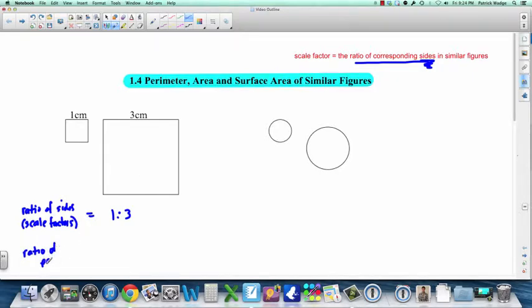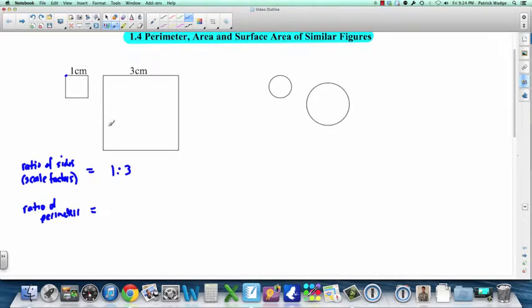Now I want to take a look at the ratio of perimeters. In order to do that, we need to remember what perimeter is. Perimeter is the distance around the outside of a shape. Like an ant, if it was starting here and walking all the way around the outside, how far did it walk? Well, it's pretty easy with squares. This is 1, and another 1, and another 1, and another 1. So the perimeter of this first square is 4.